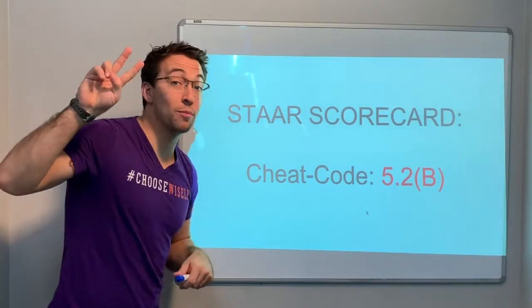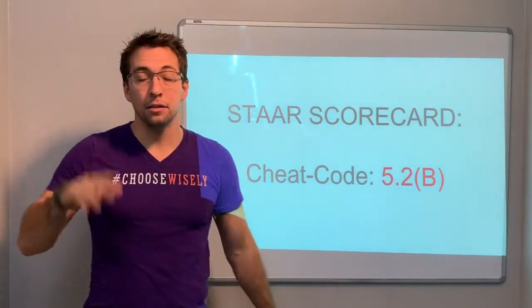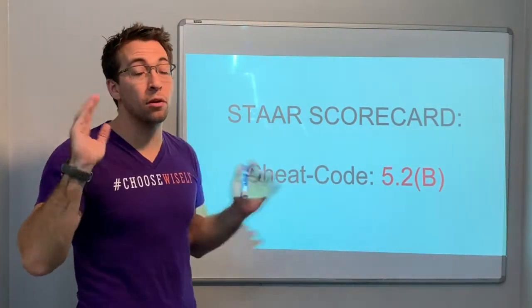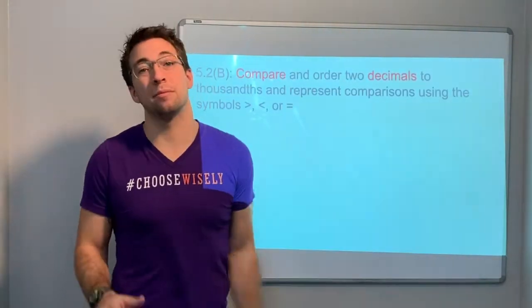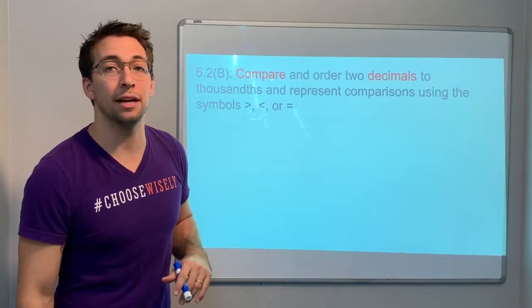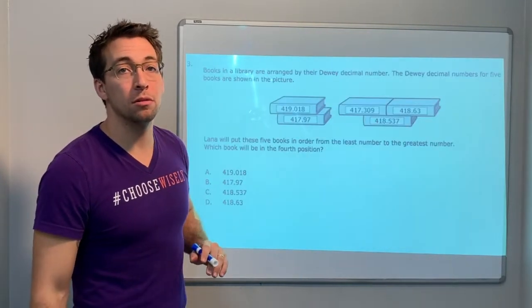Friends, this is video number 2 for Star Scorecard Cheat Code 5.2B. If you haven't seen the first video, watch that. And then notice, we're comparing decimals, so we're going to skip straight to the practice problems. Watch the first video and you'll know what's going on.